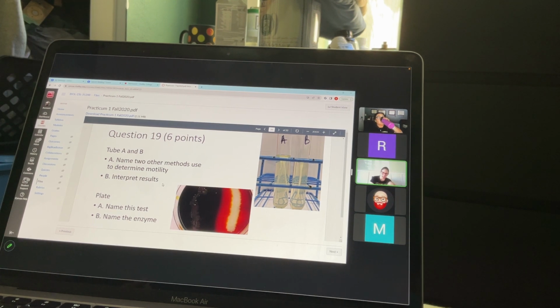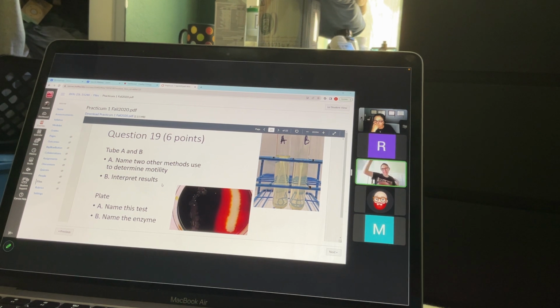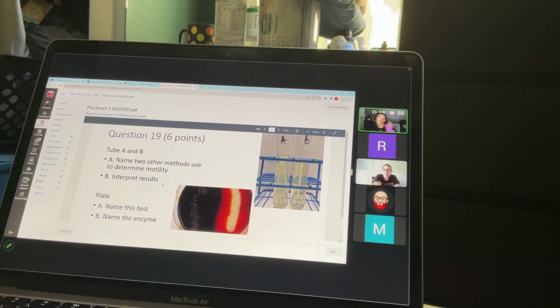So let's see. On interpret results, A and B, the motility test, you can see on tube B, when it was inoculated, it's just one streak. On A, you see it going everywhere. So it's starting to move. So in terms of positive and negative tests, which one's positive? Tube A is positive for motility.